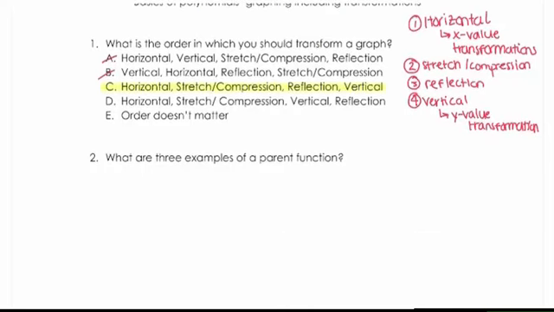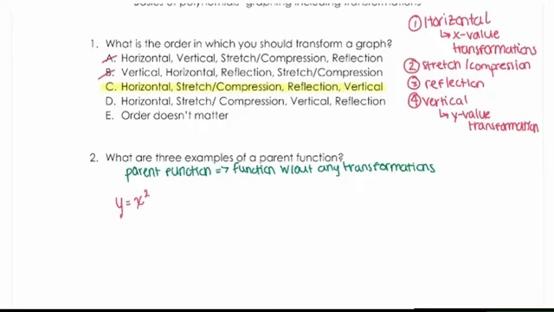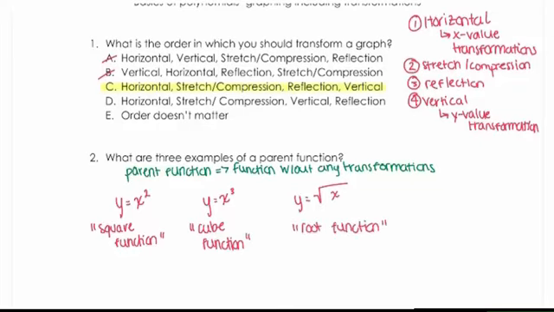Moving on to question 2, it's asking what are 3 examples of a parent function. A parent function is a function that has no transformations. So going off the top of my head, I know that automatically we have a square function, which is y equals x squared. We have a cube function, which is y equals x cubed. And another common one you'll see is a root function, which is y equals the square root of x. So now that we know the correct order of graphing and a few examples of a parent function, let's go ahead and move into the next section of problems.